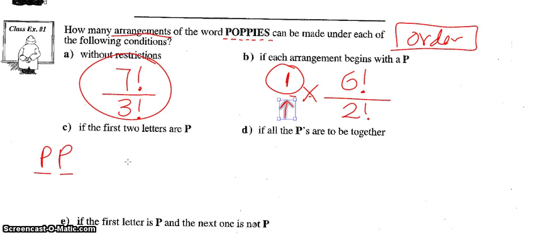So there's only one choice. There's one choice there. It has to be P and P. If you swap it, it's still PP. It's still the same thing. So it's one choice. Then if you eliminate the P's, you start with just 5.